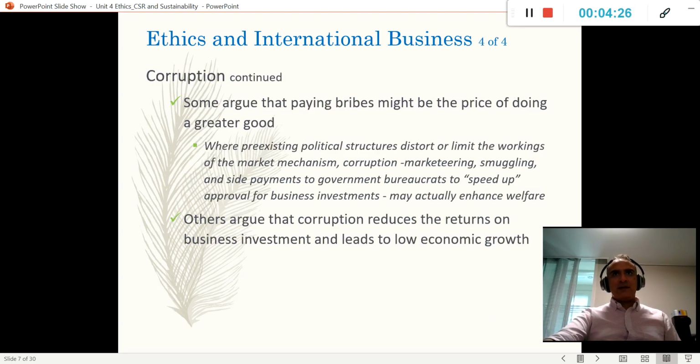Again, it says some argue that paying bribes might be the price of doing a greater good. Here we have again the ethics, and we have to face it according to the different ethical theories.